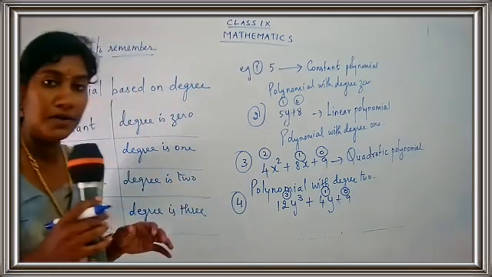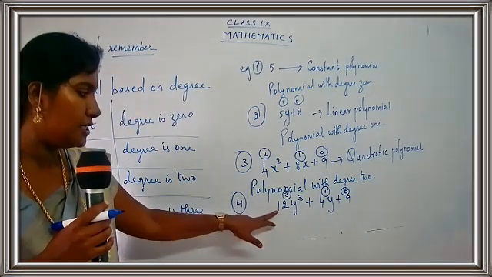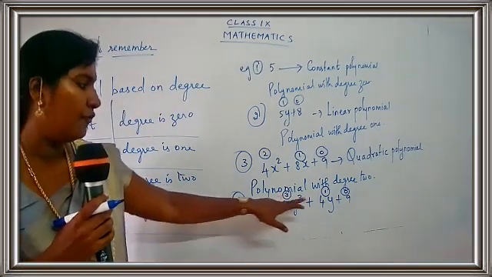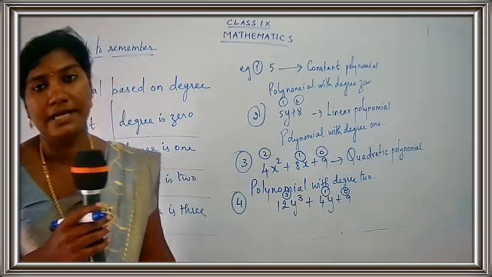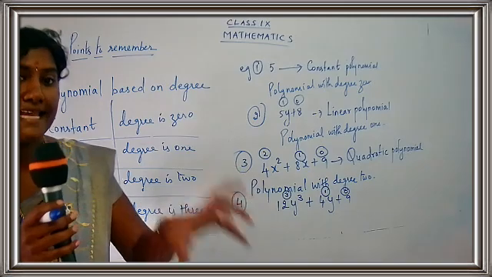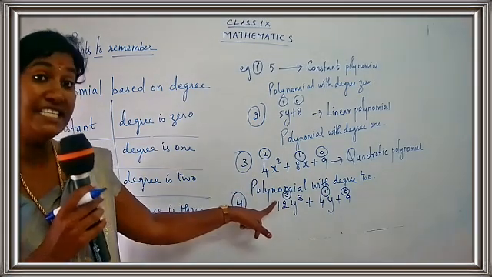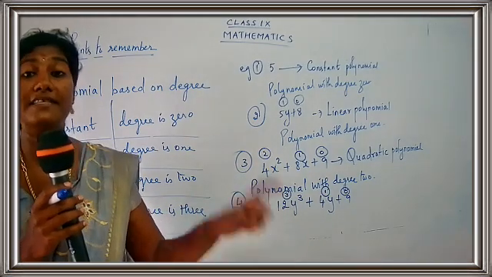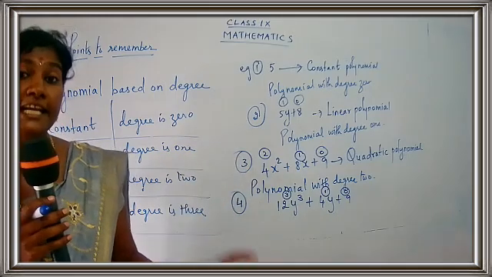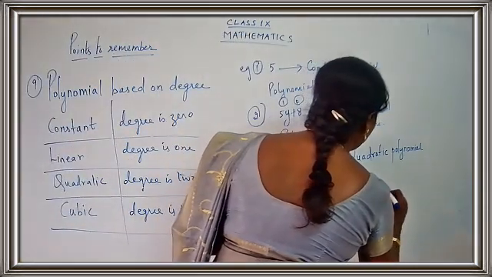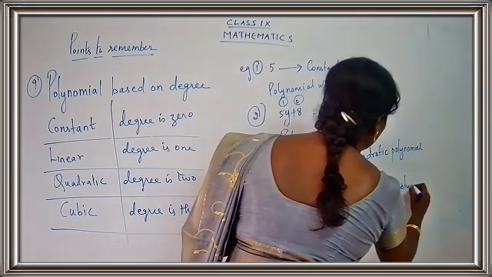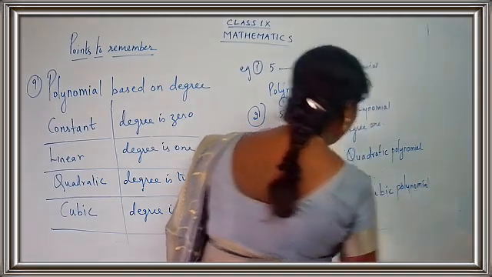So what are the powers for the different terms? For the first term, the power is 3. For the second term, the power is 1. And for the last term, the power is 0. So what is the highest power? The highest power is 3. Highest power is 3. That means the degree is 3. So this is called a cubic polynomial. Write down here, cubic polynomial.